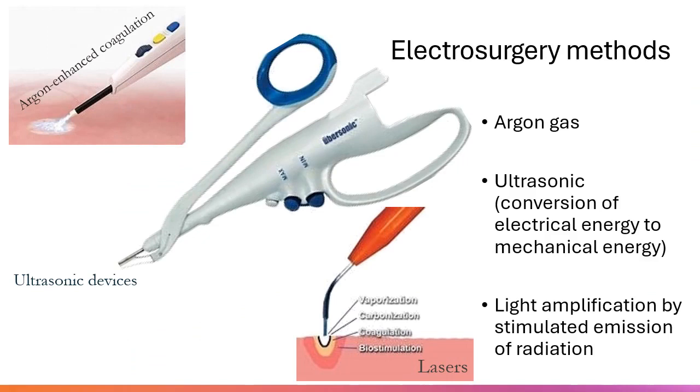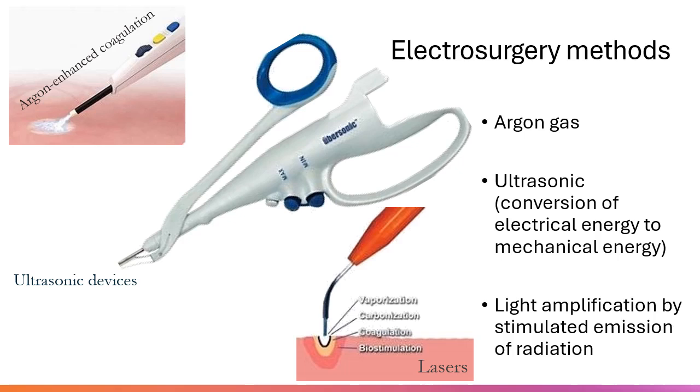The argon enhanced coagulation technology uses a stream of inert non-combustible argon gas to conduct the electrosurgical current. You can see the top left figure. And the ultrasonic devices convert the electrical energy into mechanical energy that oscillates longitudinally at a point of contact at a vibration speed of 55,000 times per second, and it simultaneously cuts and coagulates and can seal a vessel up to 5 mm in diameter, and offers an alternative to electrosurgery for some surgical procedures. And the instrument used, you can see in the center of the slide.